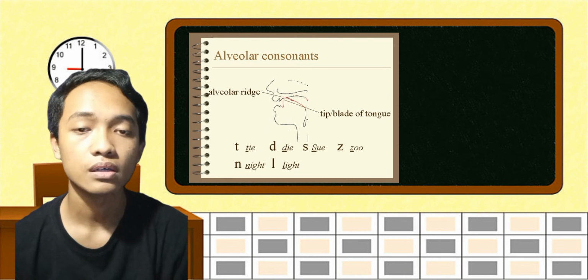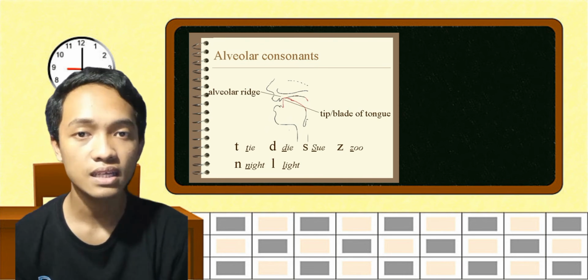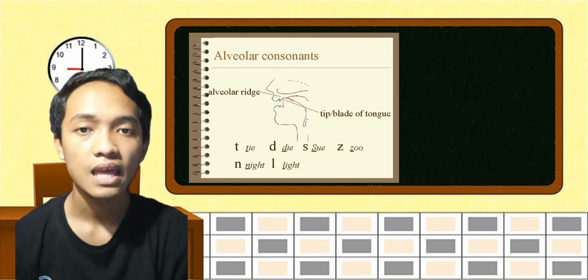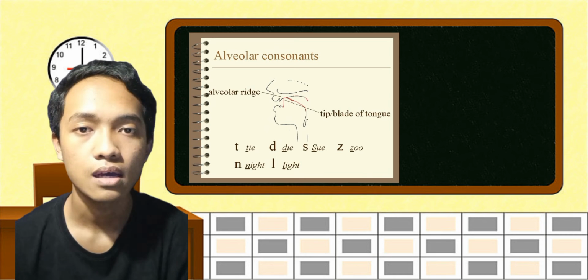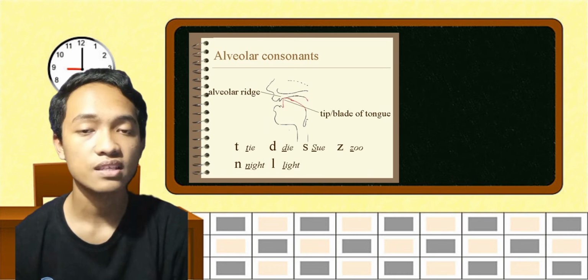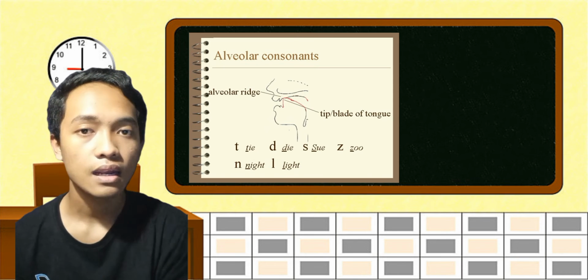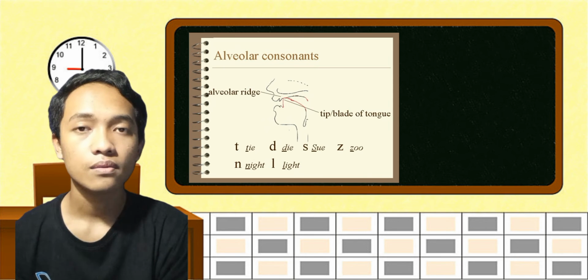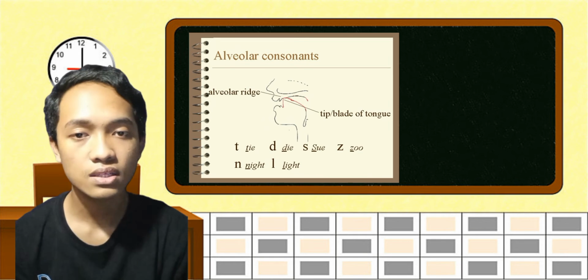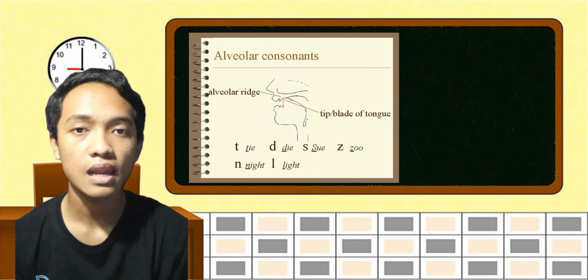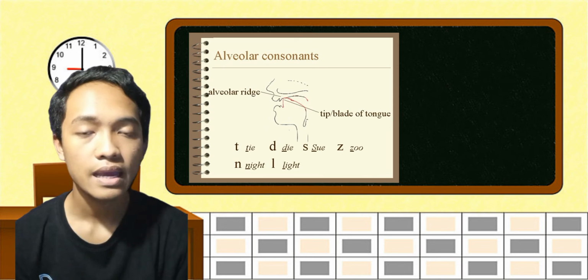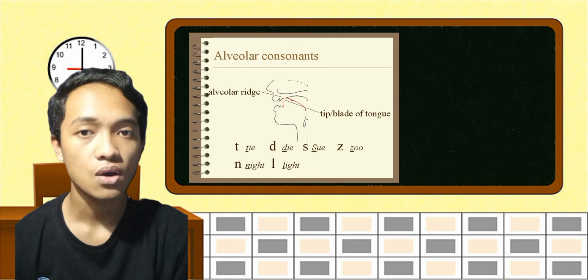Examples of alveolar sounds in English are t, d, n, l, and s. In the words, for example, time, and then day, nine, and then for the l sound in words like lemon and so on.